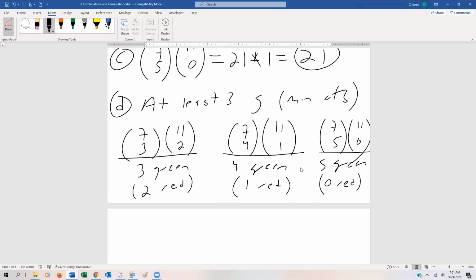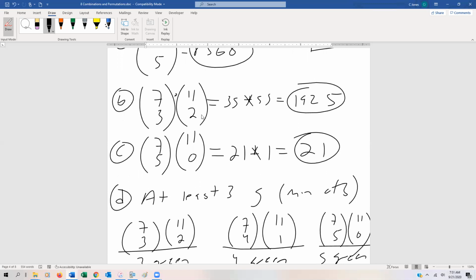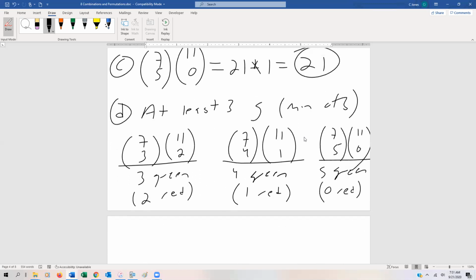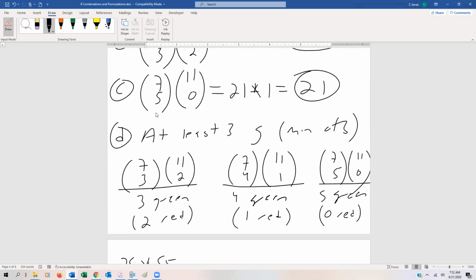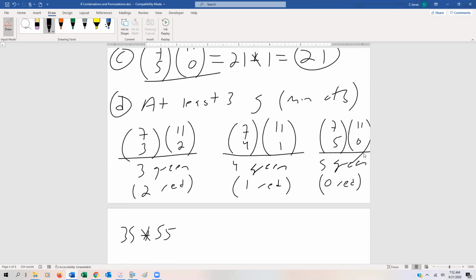All right, now this looks like it's bad news, but the good news is 7, 3, 11, 2. Oh, we just did that up here. All right, so that's helpful. We can just recycle these values. So remember 7, 3 was 35, and 11, 2 was going to be 55. This one we don't know yet, but that's okay. And then 7, 5, 11, 0 is right here. All right, we just computed that. So we're just recycling some of the answers. And then we're going to have to do the one in the middle, so that's not a big deal.